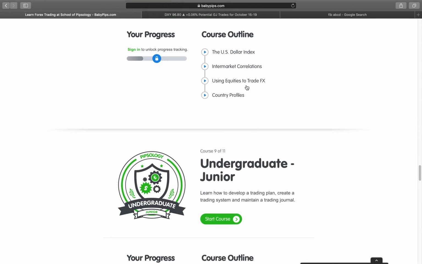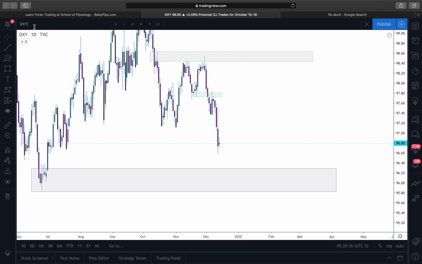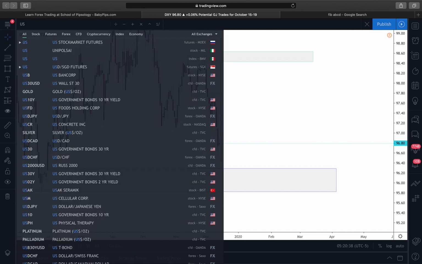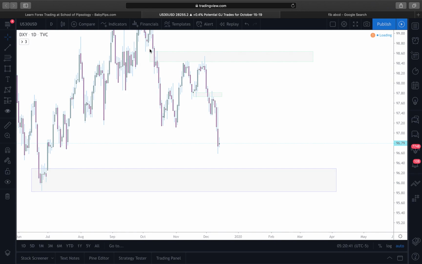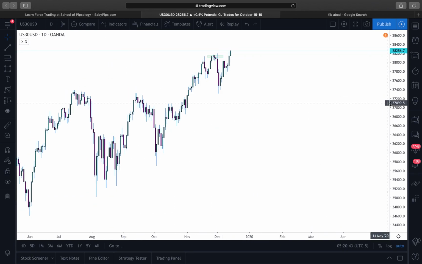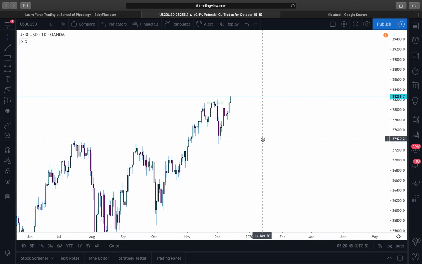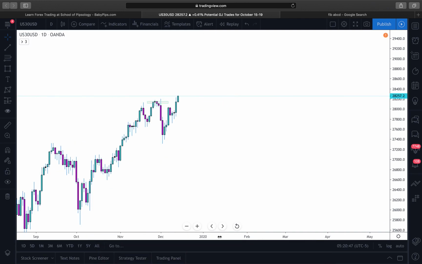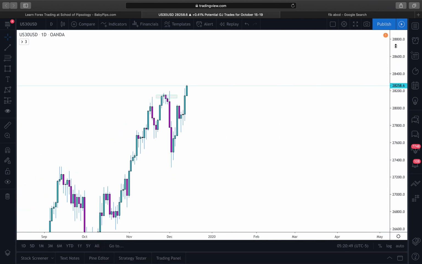And equities, same thing with equities. Like equities, US 30, that is obviously correlated to gold. So I also use that as confidence for my trades. So you can see US 30 is flying up. Gold also flying up. So yeah, it's not always right. Like it's doing the opposite right now.